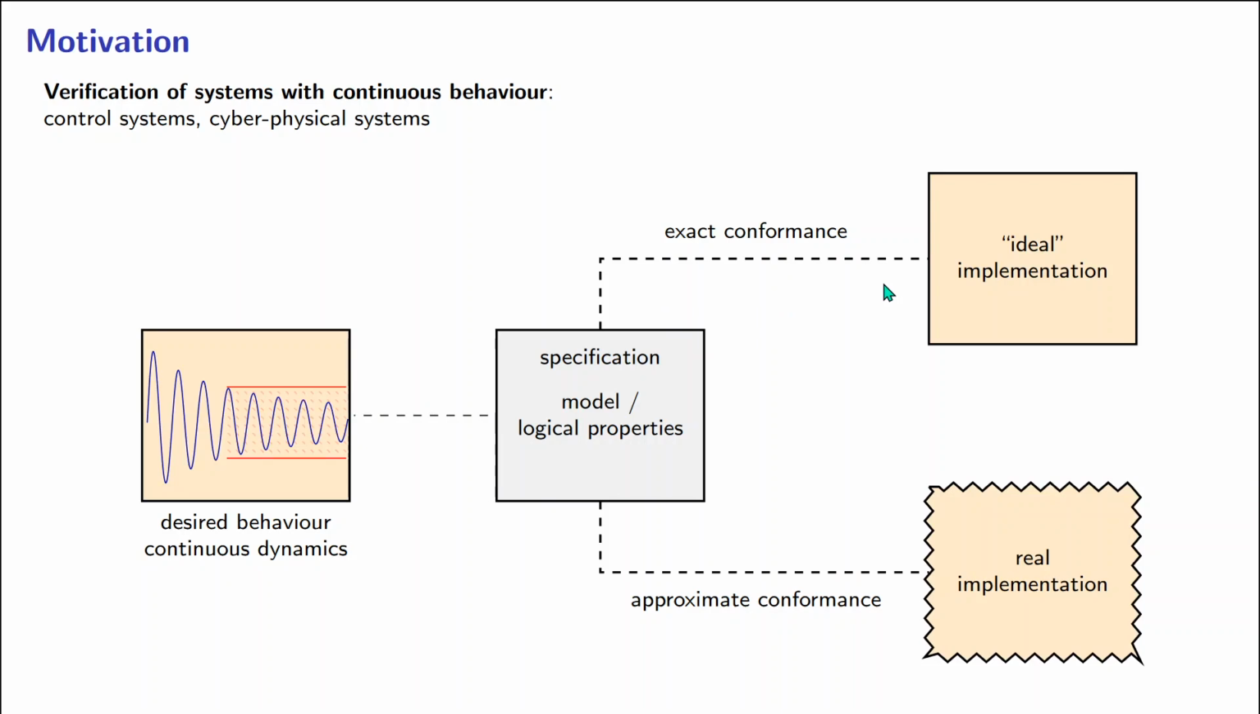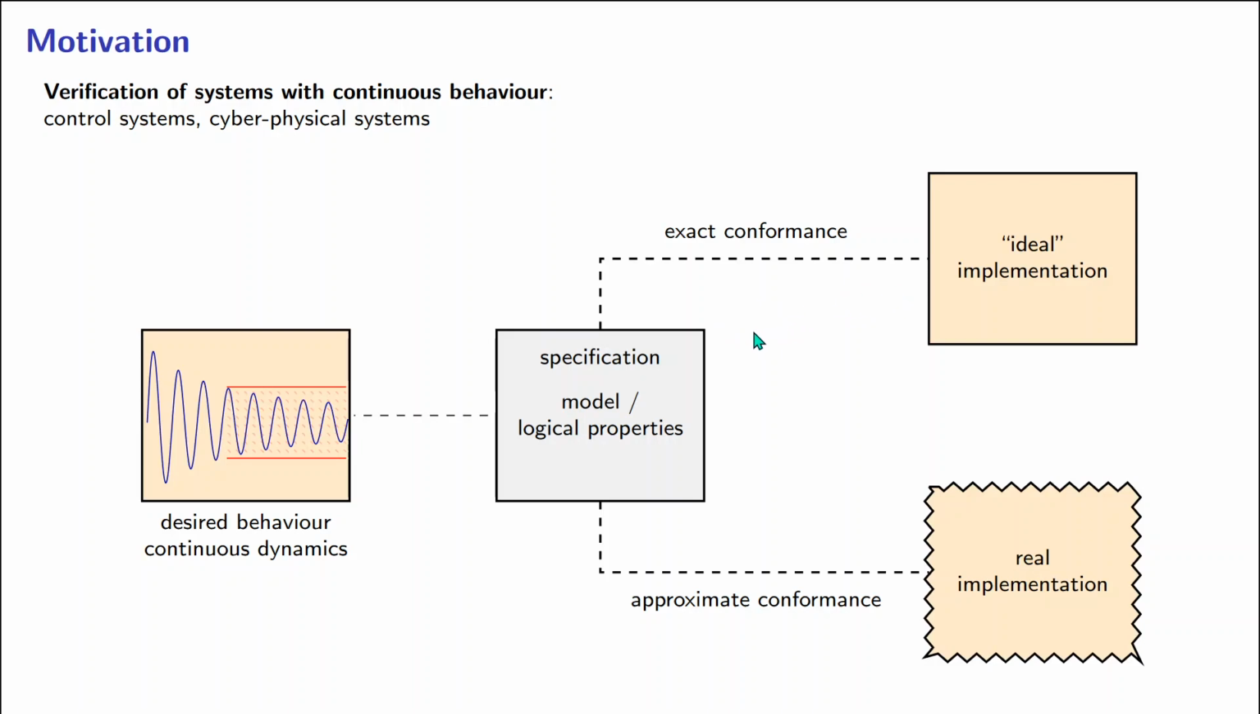We have a range of conformance relations, like for instance bisimulation, which operate in a discrete setting, and they are exact in the sense that they require behaviors, values, propositions, etc. in the implementation to match exactly the specification.